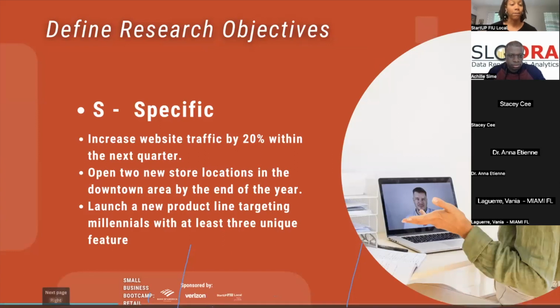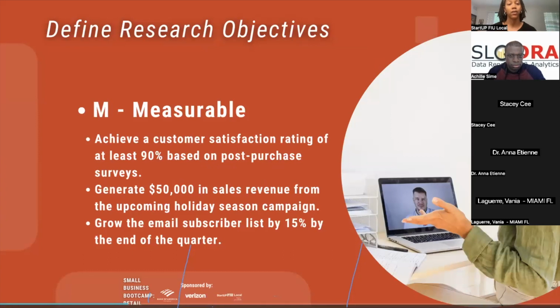Why is this important? Because once you have quantitative data, you can now measure it, which is the second part of your objective. It needs to be measurable. So some examples include maybe you need to achieve a customer satisfaction rating of 90%. You want to generate $50,000 in sales revenue from an upcoming seasonal campaign. Or you want to simply grow your email subscriber list by 15% by the end of the quarter. So the quantitative factors are still in place, but now you also have something to measure it by, which is where this information will show up in order to be the most impactful. So in the first example, it's showing up in your surveys, the second in your revenues, and the third in your email subscriber list.